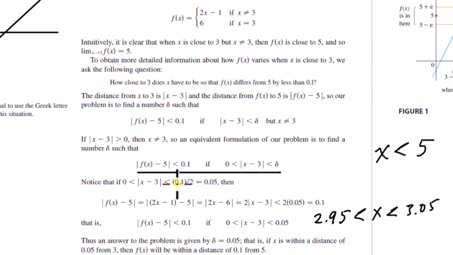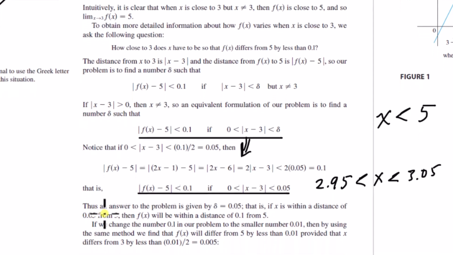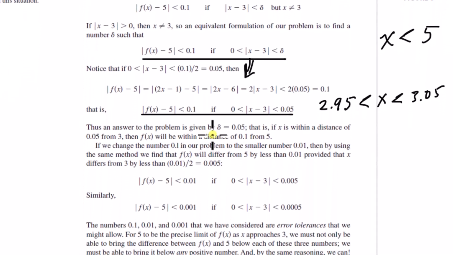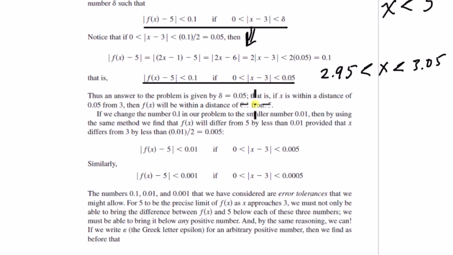We restated this question with inequalities. Then from there, we used valid algebraic techniques to prove the final statement here, to prove that the delta we were asking about is equal to 0.05. You see? So thus, an answer to the problem is given by delta equal to 0.05. That is, if x is within a distance of 0.05 from 3, then f of x will be within a distance of 0.1 from 5.